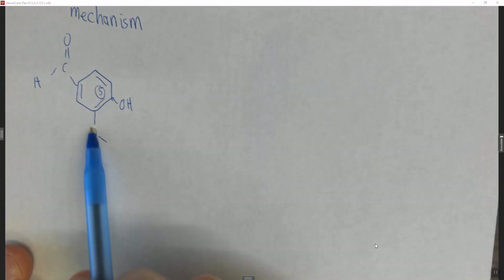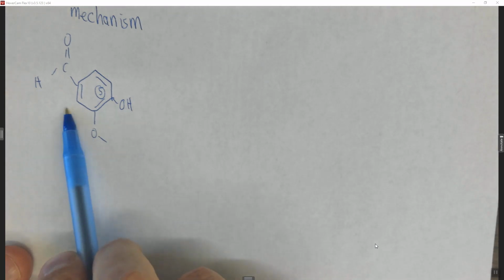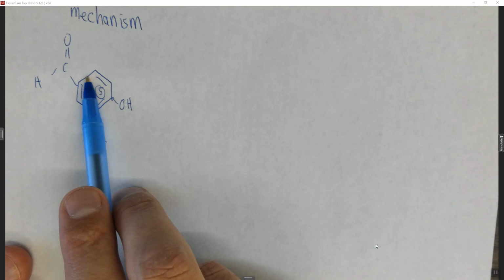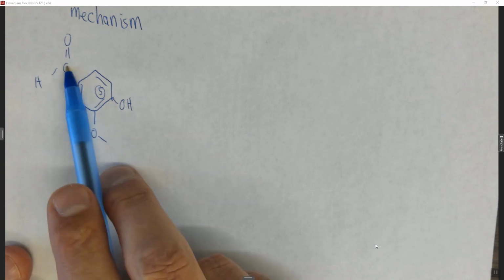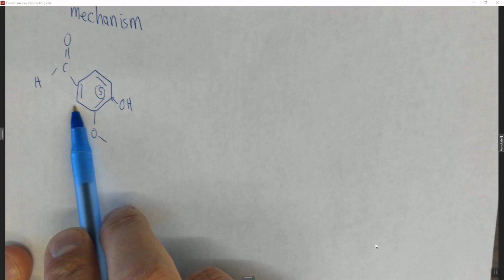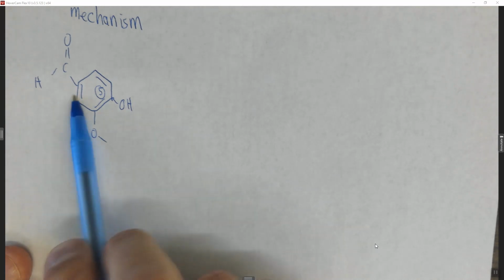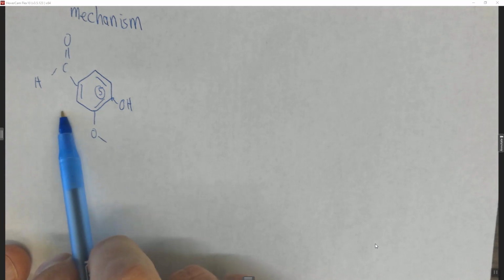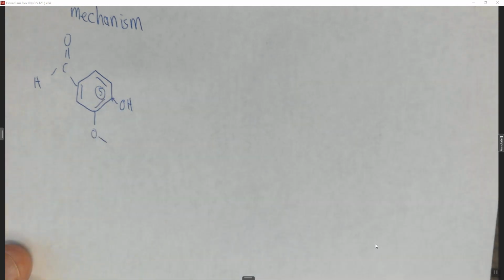Now you would have some direction towards here, this being an ortho director. You'd have almost no directing towards this spot right here. But in this case, you would have some direction here from this one. This one is not really good because it's a deactivating group, so it doesn't want to go to this spot. And also there's some steric hindrance here. I+ is a large electrophile, so we're going to focus on this spot right here.